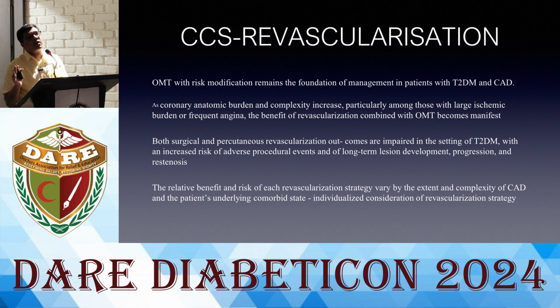Now we have discussed the traditional factors that have to be controlled and how angina has to be managed. Now, is there really a role for revascularization? OMT, optimal medical therapy with risk modification, remains the foundation of management in patients with diabetes and coronary heart disease. As coronary anatomic burden and complexity increase, particularly among those with large ischemic burden or frequent angina, the benefit of revascularization combined with OMT becomes manifest. What we have to understand is that the diabetic subset has very bad disease. Usually they have extensive disease where revascularization might be difficult, incomplete, or sometimes not possible.